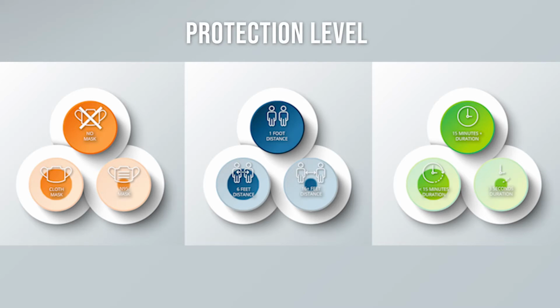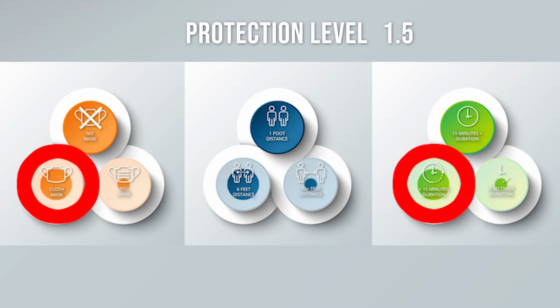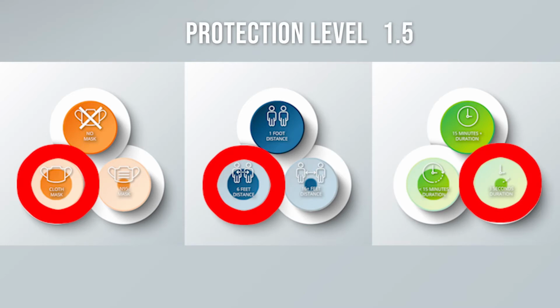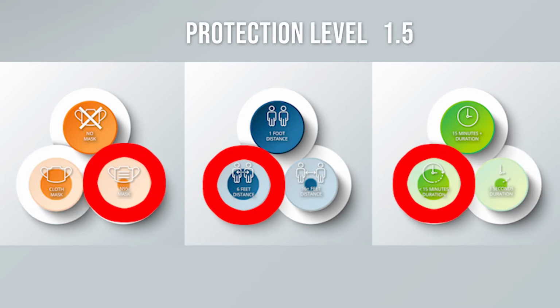Let's say we have a more aggressive mutation such as the UK variant. It requires a protection level of 1.5. A protection level of 1.5 is achieved by boosting one of our variables in our combo. For example, cloth mask, less than 15 minutes duration, but now 16 feet instead of 6 feet. Or cloth mask, 6 feet, and a very brief interaction. Or N95 mask, 6 feet, and less than 15 minutes. What would happen to achieve a protection level of 2?